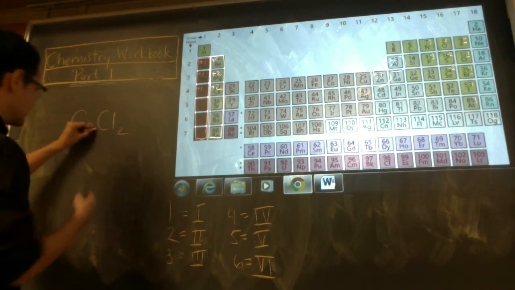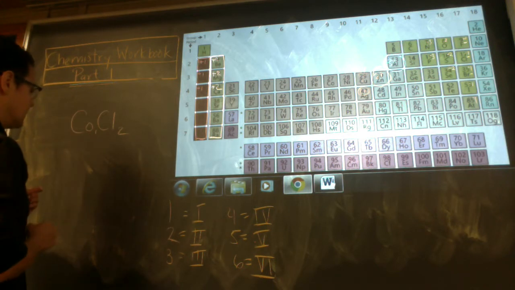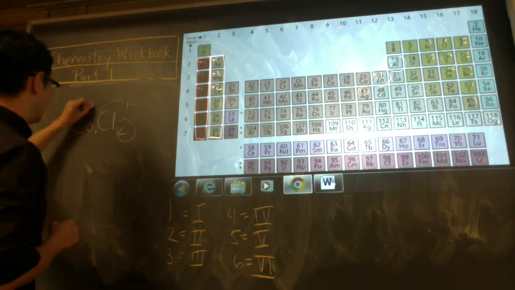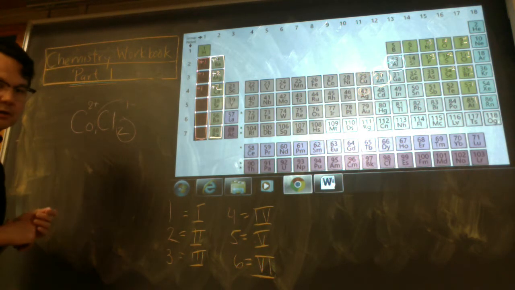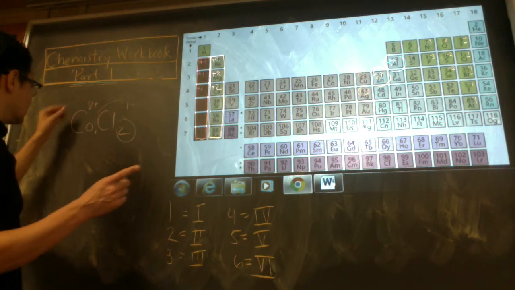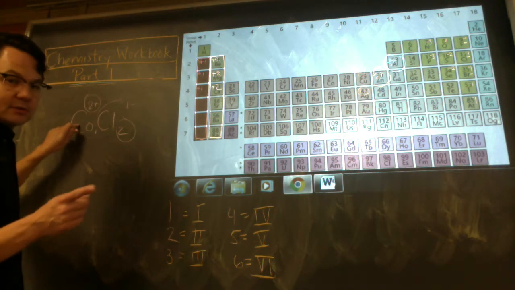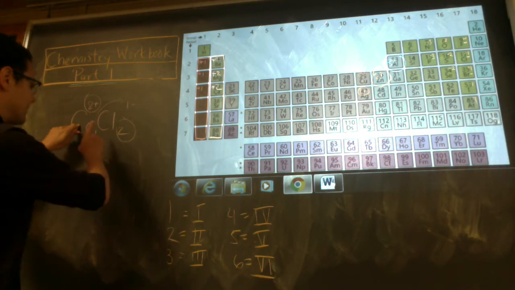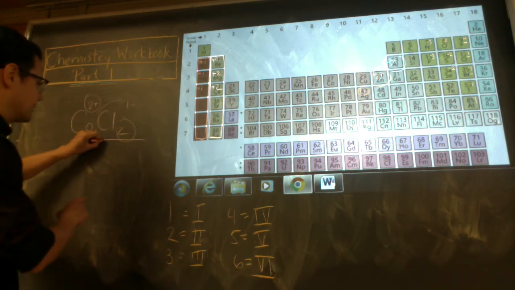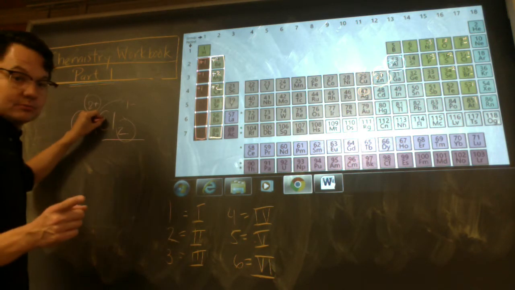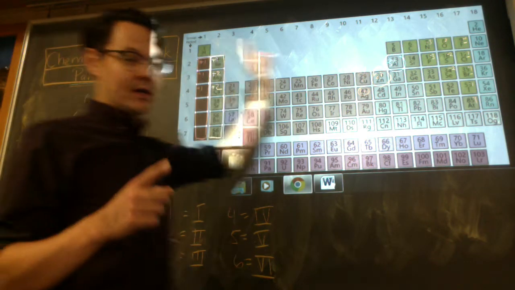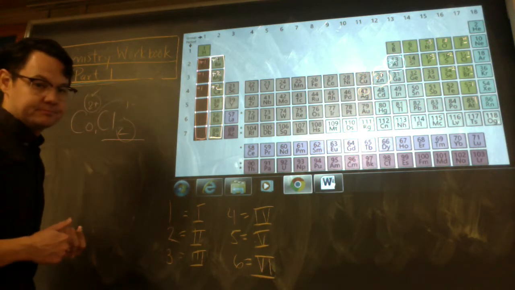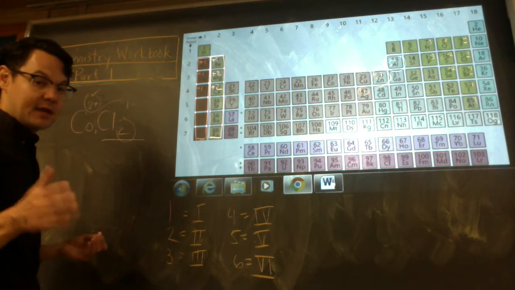So we're going to take our numbers, we're going to say, well, that's 1 down there, and 2. We're going to put our 1 up here, going to put our 2 up here. Okay, that's step 1. That's going to tell us the charge on cobalt. But we have to check one thing very carefully. We have to look at our second thing and say, is this true? Is chlorine minus 1? If it is, then that means that this is true.